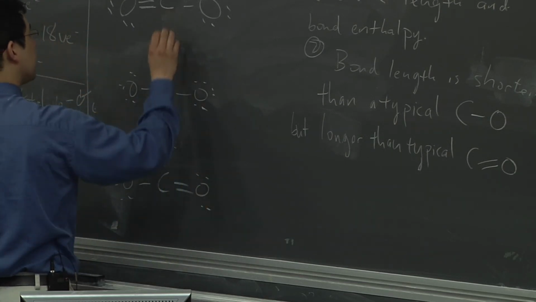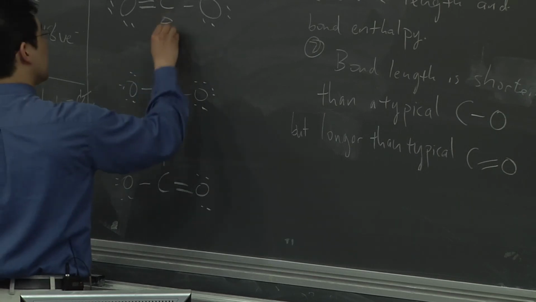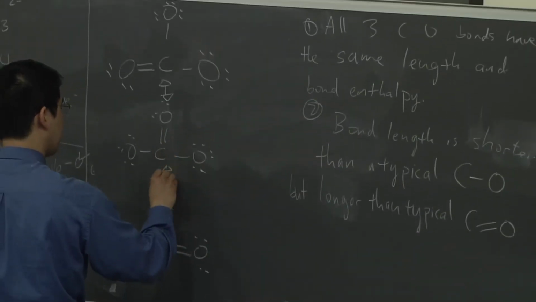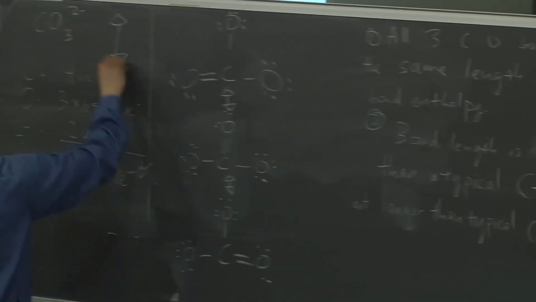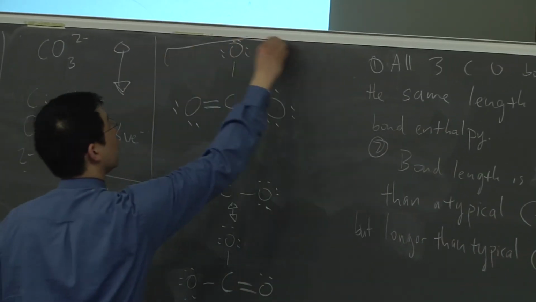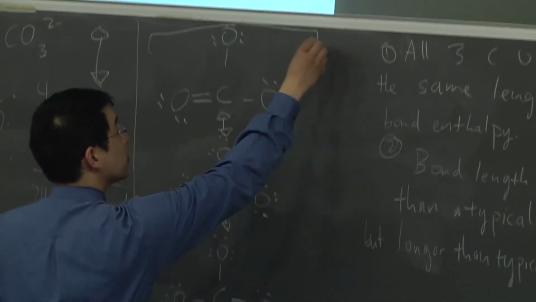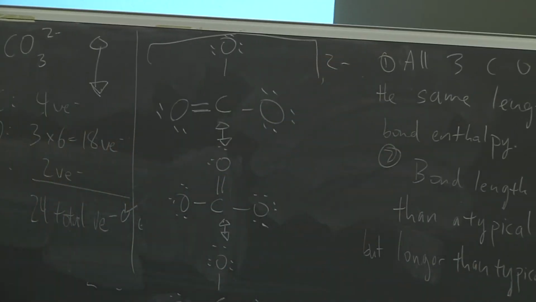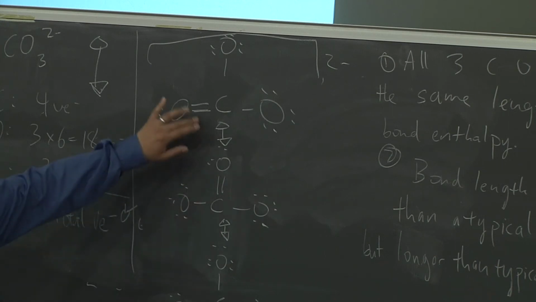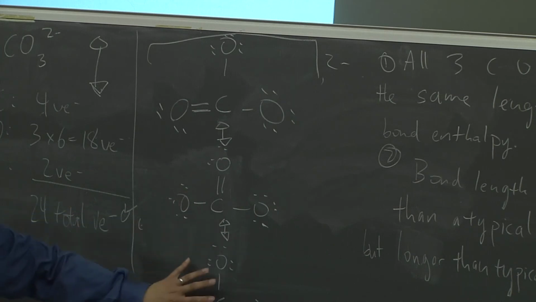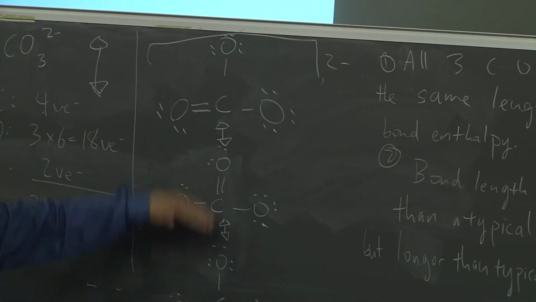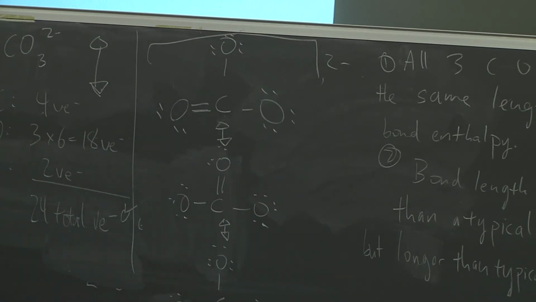And the way we draw it, I should have left a little more space, is with these double-headed arrows. So one line with two arrowheads on it. We put the whole thing into brackets and put our charge on it, 2 minus. So these double-headed arrows mean that the structure is not this, it's not this, it's not this, but it's some kind of average of all three structures. You kind of put all three structures and mush them together, and you get the real structure.